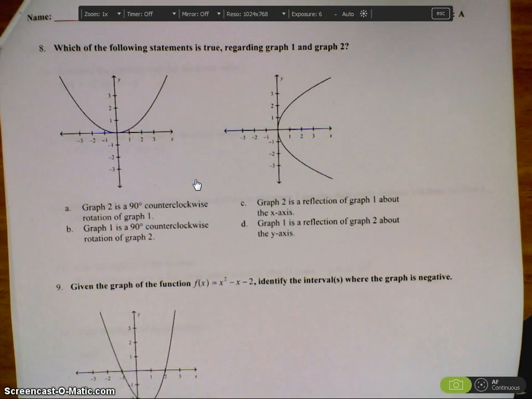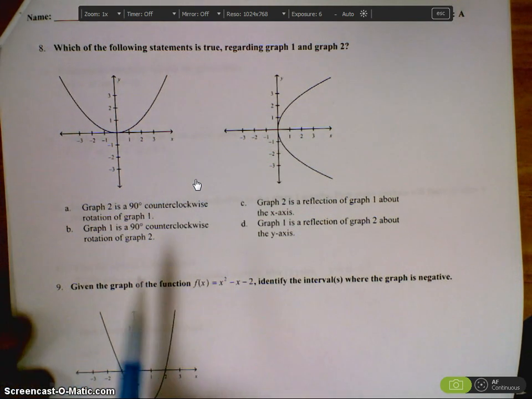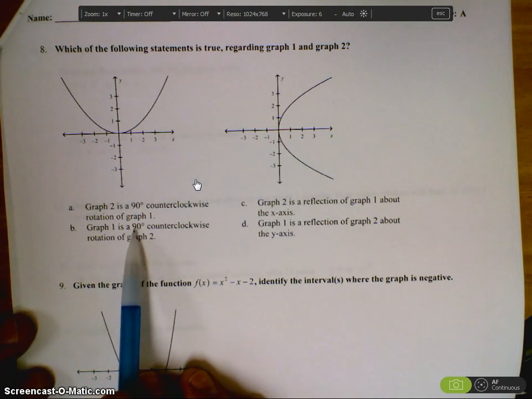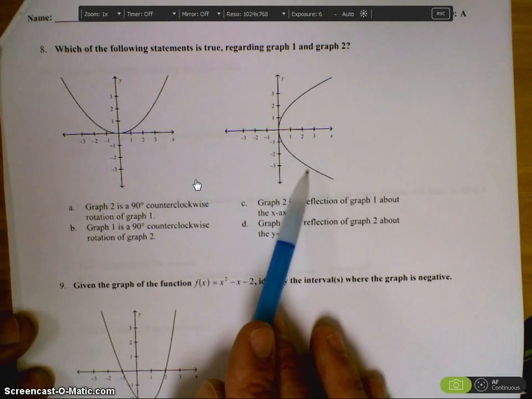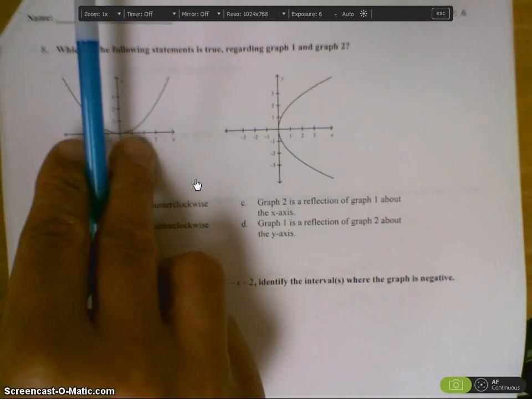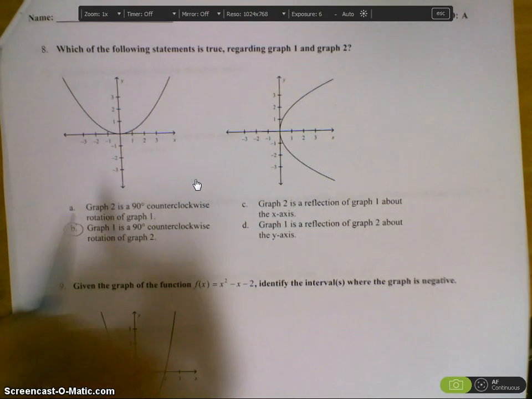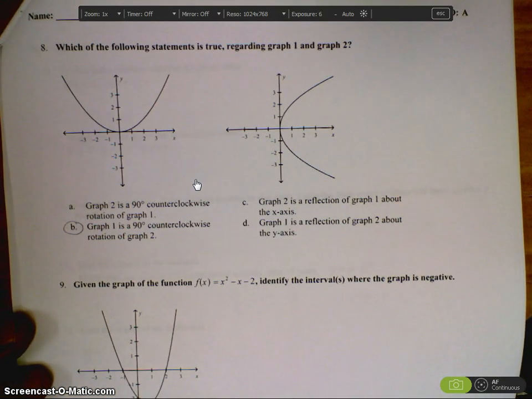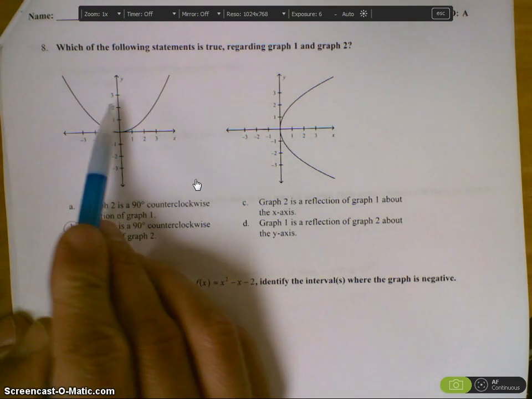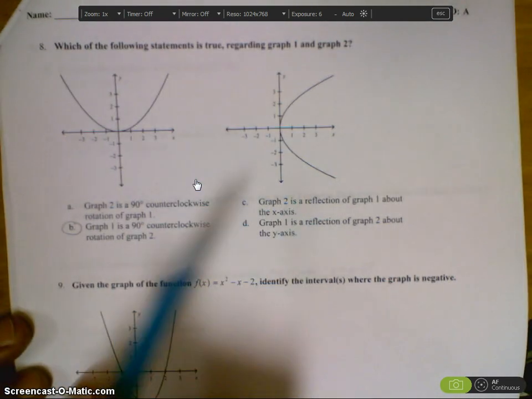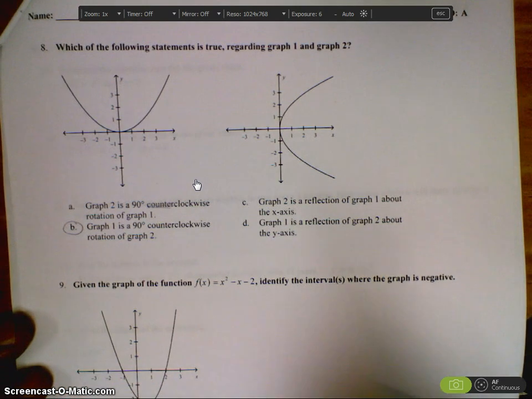All right. So, I think we can agree that it is a 90-degree rotation. We just have to figure out from which one to which one. Graph 1 is a 90-degree counterclockwise rotation of graph 2. So if I take graph 2 and rotate it 90 degrees counterclockwise, that is actually what we're doing here. Again, a little bit tricky. Graph 2 is actually a clockwise rotation of graph 1, so that's what makes that wrong right there.